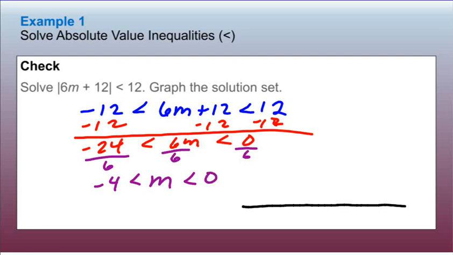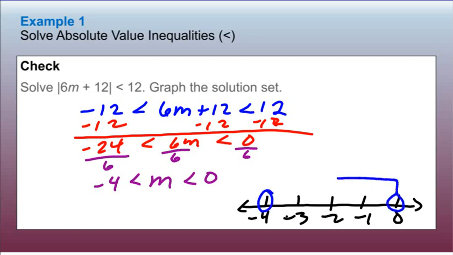And on a number line, I have negative 4, negative 3, negative 2, negative 1, and 0. We have open circles on negative 4 and 0, and we attach them because it has to be greater than negative 4, but less than 0.